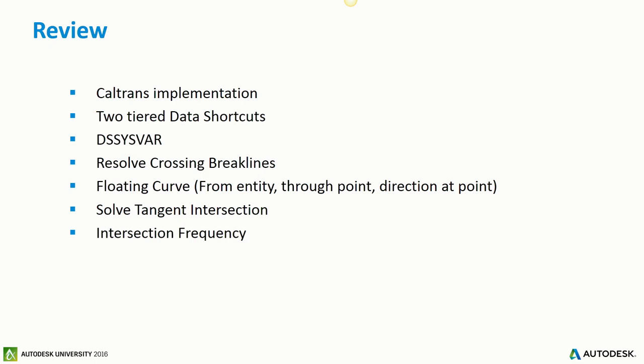Resolve crossing breaklines: whenever you get breaklines that are crossing, you can use that tool. Remember, figures, feature, surface. Then I showed you on the alignment. Actually, floating curve was just one tool, and there was a bunch of criteria we talked about on the alignment. And then the solve tangent intersection; again, you can use your AutoCAD line work for that. We all are good at that, but this is the button that does it.